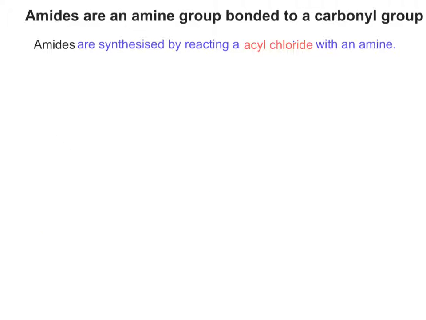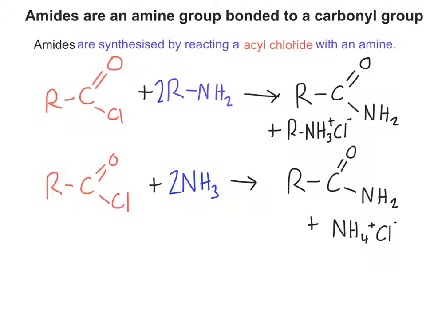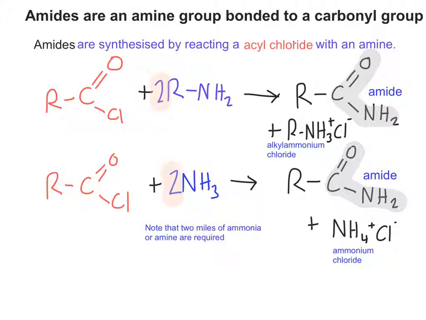So an amide can be made by reacting an acyl chloride with an amine. You can also do it using ammonia. In each case, the amide group has been highlighted in grey. And it might be worth making a note of the fact that 2 moles of ammonia or amine are required to make an alkyl ammonium chloride or ammonium chloride, depending on which base you choose to use. So I've labelled the 2 amide products, and I've also labelled the additional side product, the alkyl ammonium chloride in the case of an amine, or the ammonium chloride in the case of ammonia.